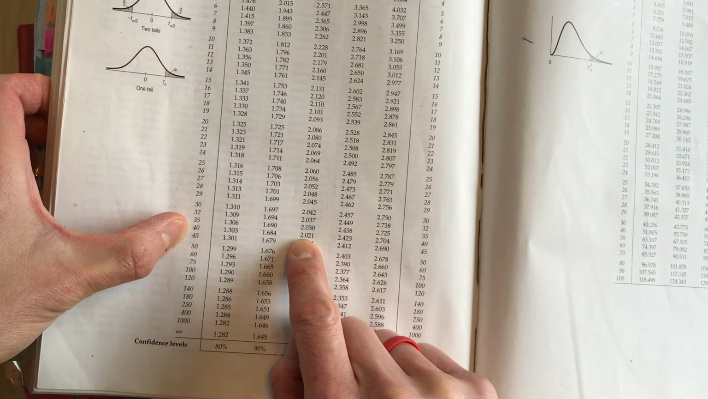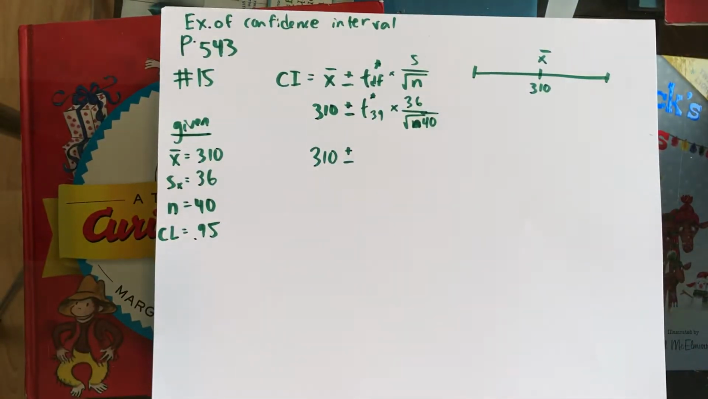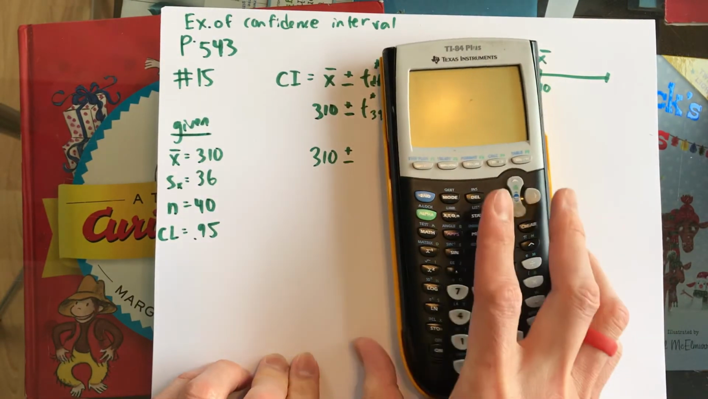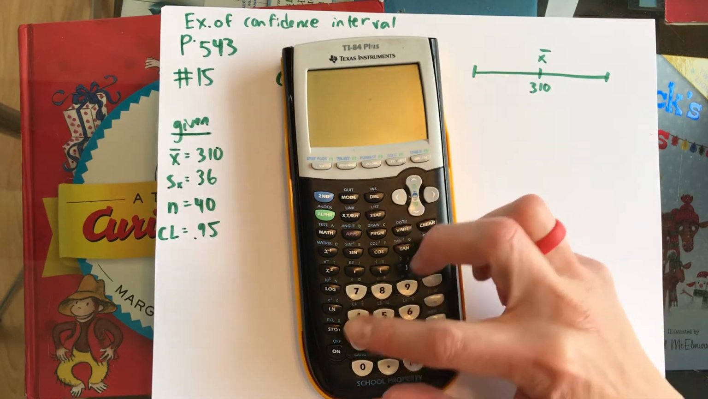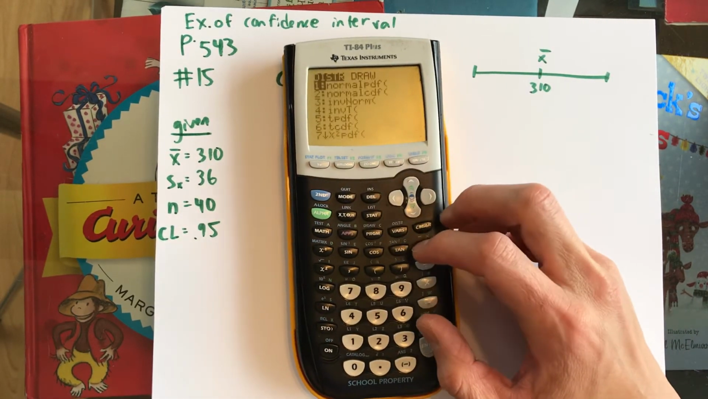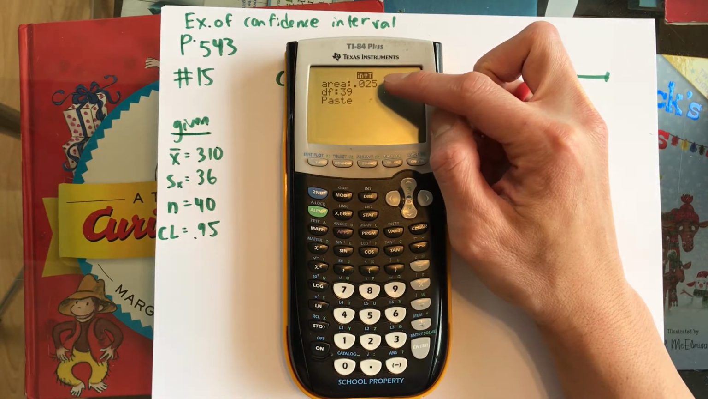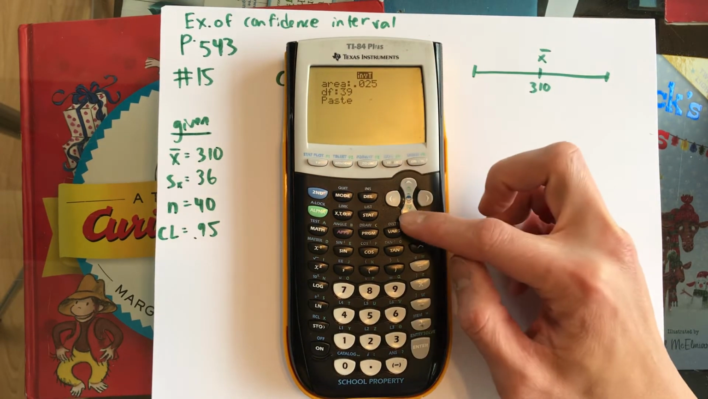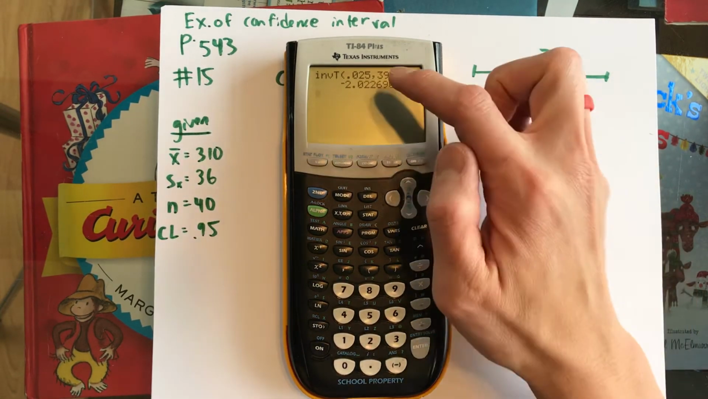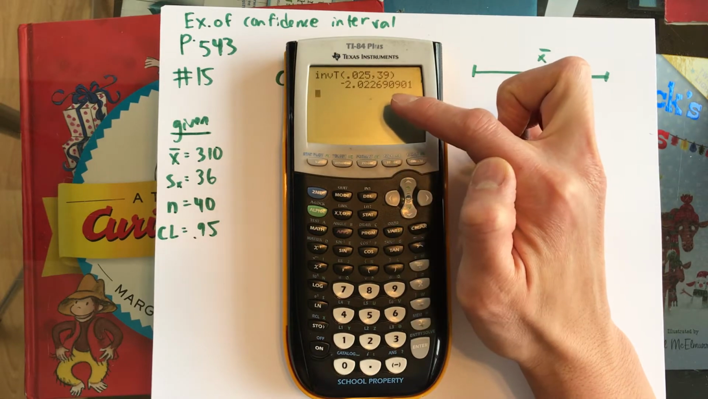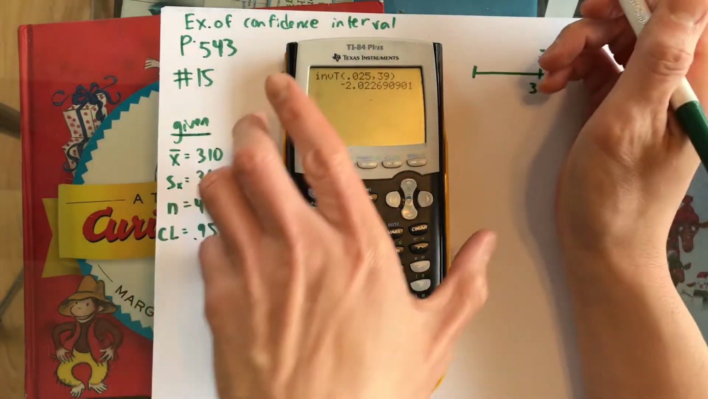We could use 40, the 2.021, or we could use technology. We could use our calculator. So let's do that. Do you guys remember where we go? It's either inverse T or TCDF. Which one was it, guys? It was inverse T. So we're going to go second vars inverse T. And since it's 95%, that means our area is going to be 0.025. Our degrees of freedom is 39. Paste. And remember, we want the positive value of this. It's going to be 2.022 or 0.23. And that's really close to the critical value for 40.